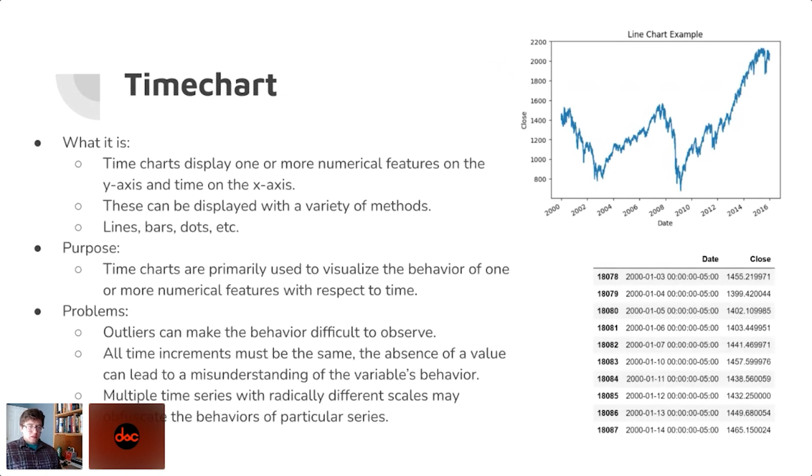Time charts are essentially plotting the behavior of one particular numerical feature over a select period of time, and these can be displayed in a variety of ways. The one I chose in this example is through lines. Now, when looking at a line chart or a time chart, it's important to keep in mind that if you're comparing the behavior of two different features that are on radically different scales, this can obfuscate the behavior of the other feature that you have.